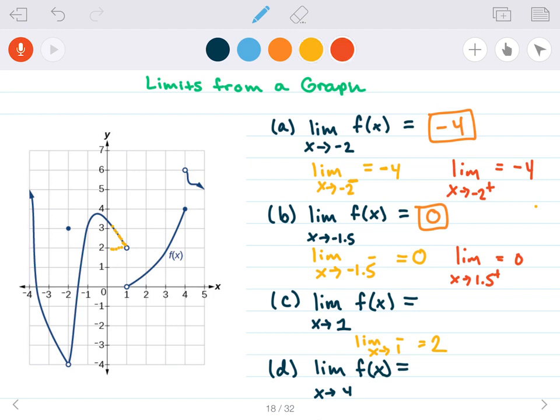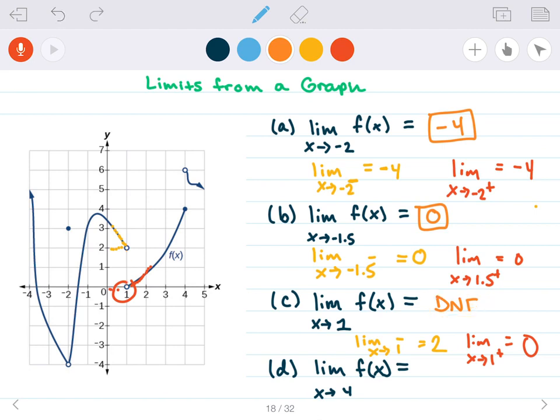Now, if we come from the right side, let's see what we get. All right, so we're getting closer and closer to 1 from the right side, and we're getting close to y equals 0. So the limit coming from the right is 0, and therefore the limit in general does not exist because the left and the right hand limits are different. And we can see that there's a jump right here, what's known as a jump discontinuity.